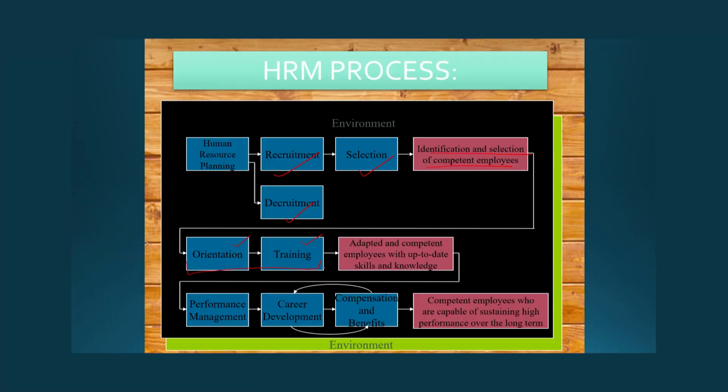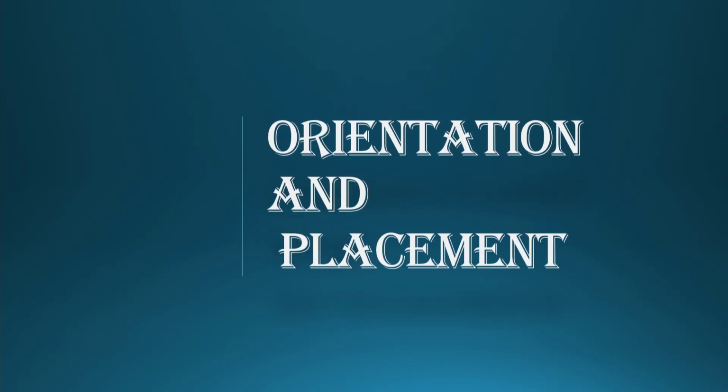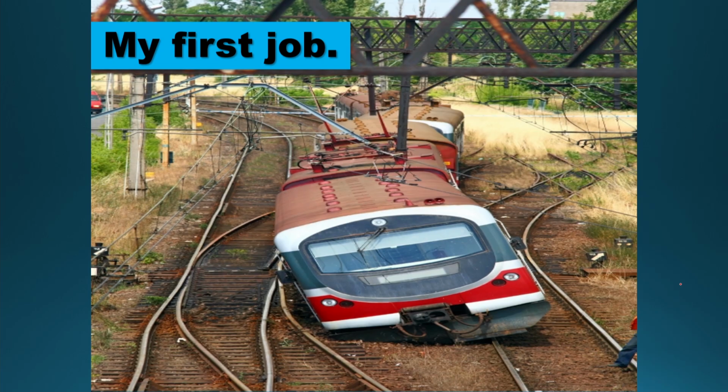By orientation and training, the employees adapt and are up to date with the skills and knowledge required for organizational work. So what happens when the newly recruited employee joins the organization? We have to introduce them to the place they are placed at, and we have to orient them about organizational functioning. This process of placing them and orienting them is called orientation and placement, also referred to as induction training.